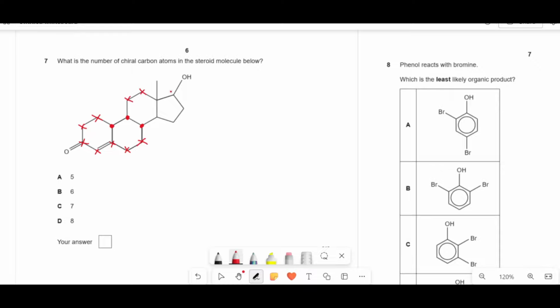That's not chiral. That's not chiral. This one definitely is. This one's also chiral. Then here, that's not chiral. It's got two H's. That's not chiral. And this one's chiral. So that's 1, 2, 3, 4, 5, 6. Yeah, so it's going to be B.